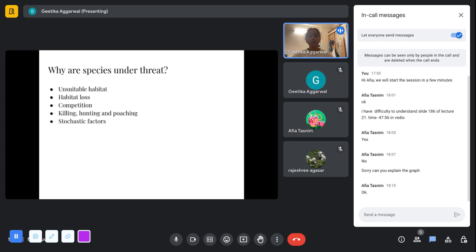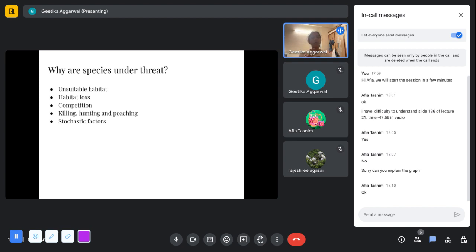So, as you might be aware by now, the various things that a species faces or is under threat of is because of unsuitable habitat, which could be because of habitat loss, there is competition. So unsuitable habitat could be because of many reasons. It could be because of human intervention in the habitat, because the habitat has been fragmented, or because of climate change, because of intolerable temperatures, because of unfavorable precipitation, these things.